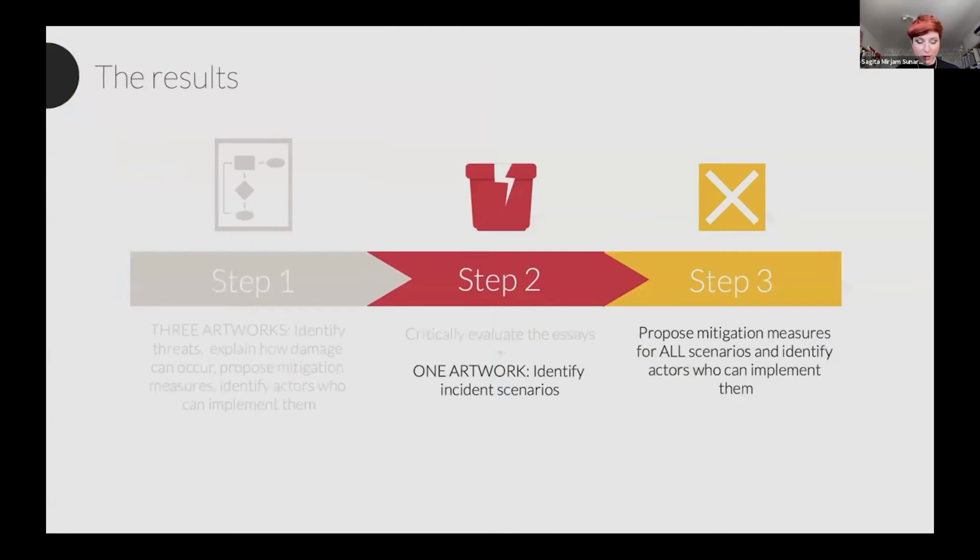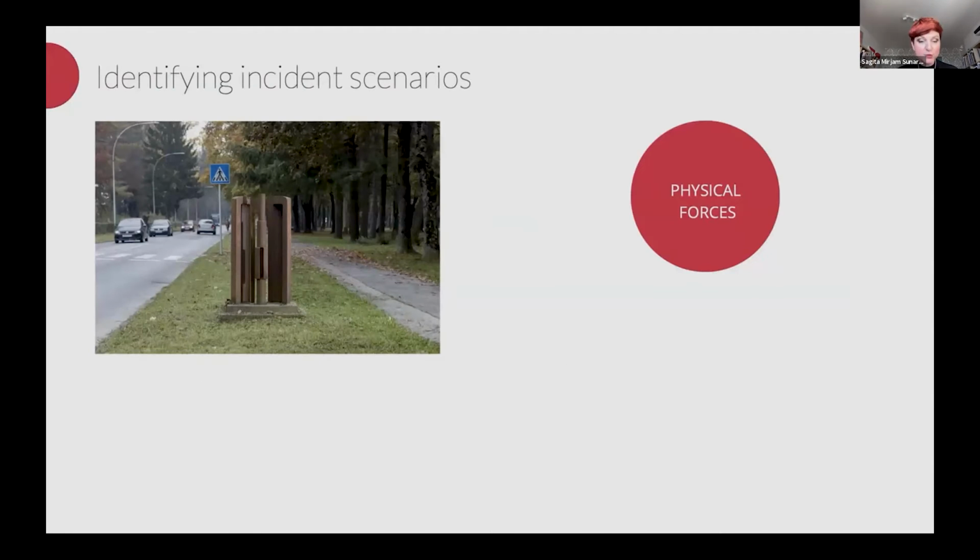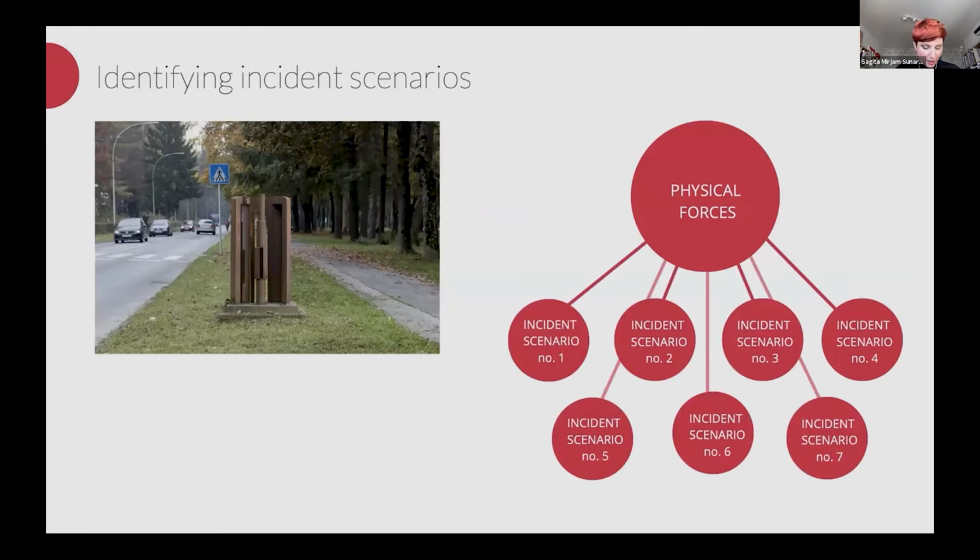Now, I want to give you a glimpse of the results of this enormous work, and so I will focus on the second and the third step of the assignment. And I will use this sculpture, the one sited near a road, and physical forces as an example. So let's see how this particular object can suffer damage from physical forces. Students managed to identify 7 incident scenarios, and I will now show you these scenarios.